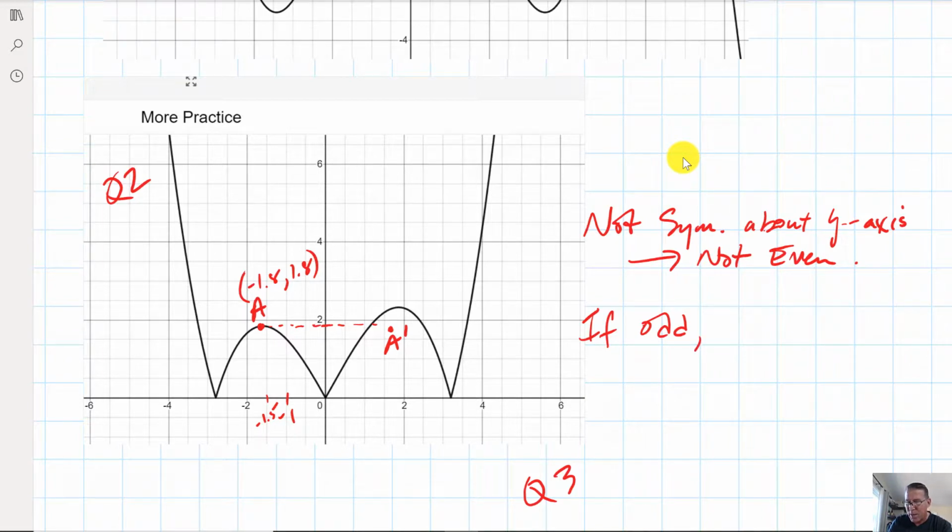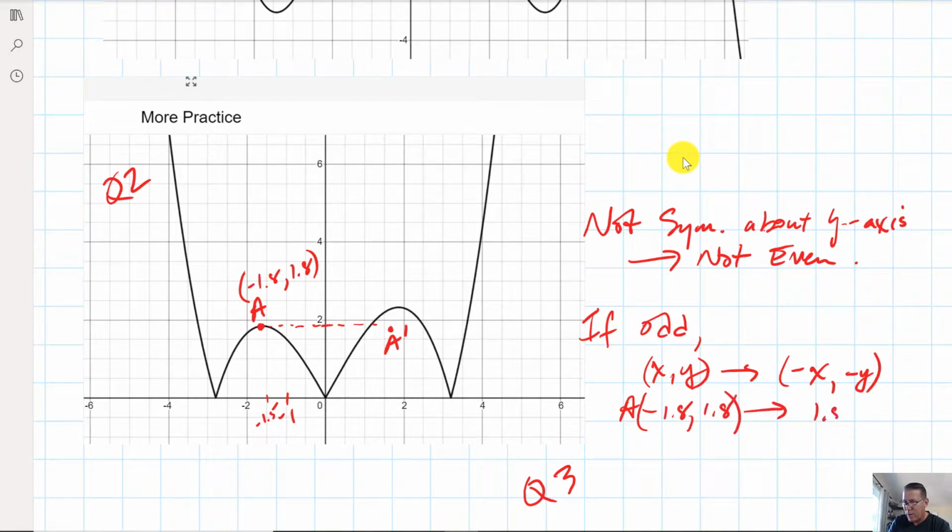The way to see it algebraically: if it's odd, x comma y gets rotated, actually, to negative x comma negative y. So I took this point A, which is -1.8 comma 1.8. If you take the opposite of both, you get 1.8 comma -1.8. You've got to take the opposite of both of them. And this is in quadrant 4. So we start off in quadrant 2, and you get a point in quadrant 4. You go right 1.8 and then down, you're in quadrant 4, and the graph does not exist in quadrant 4.